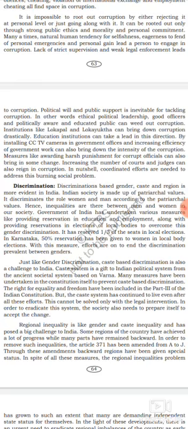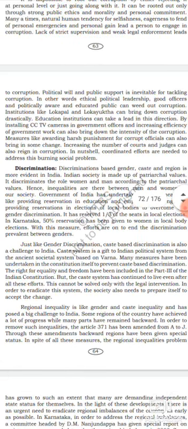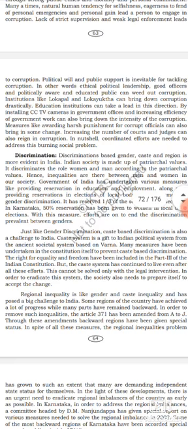Got it? Many measures have been undertaken in the Constitution itself to prevent caste-based discrimination. The right to equality and freedom have been included in Part 3 of the Indian Constitution. But the caste system has continued to live even after all these efforts. This cannot be solved only with legal intervention. In order to eradicate the system, society also needs to prepare itself to accept the change. Got it?